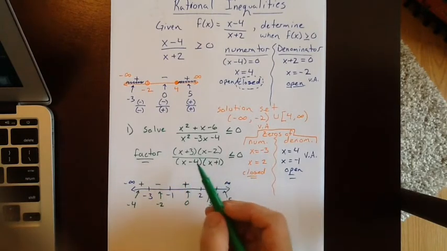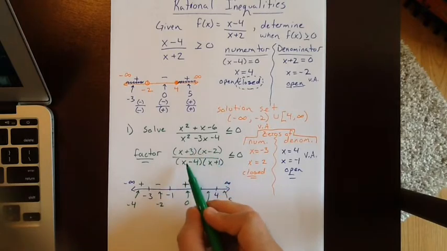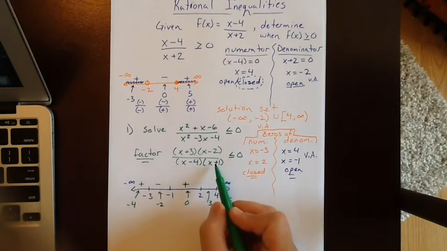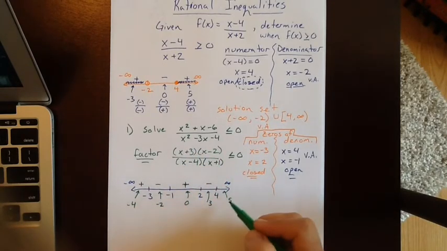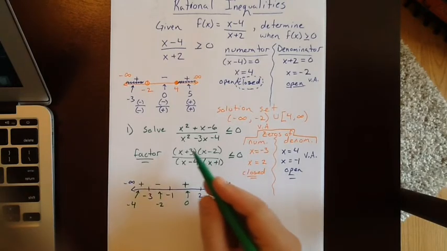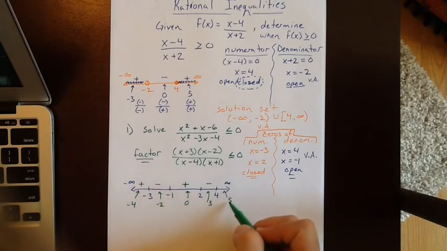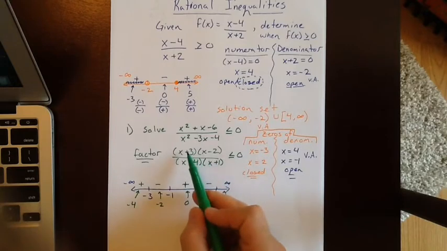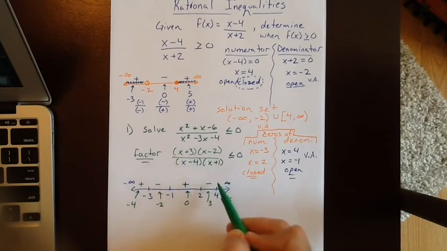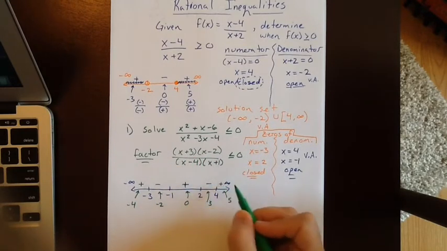Placing 3 in, we're getting positive, positive, negative, positive. And placing in +5, we should get positive, positive, positive, positive, positive. Yep. Okay.